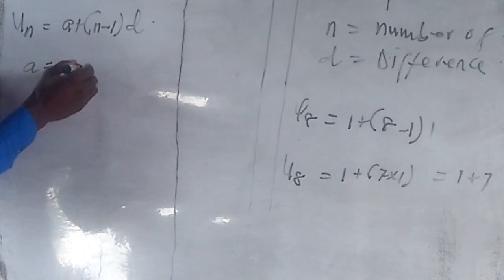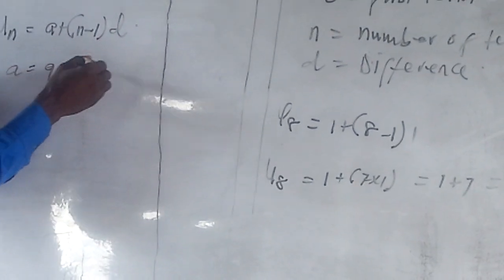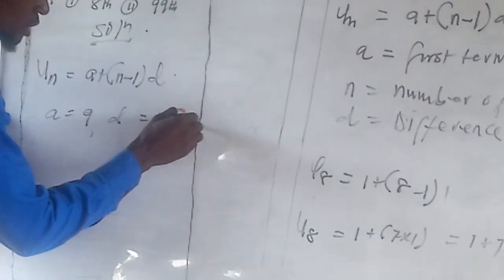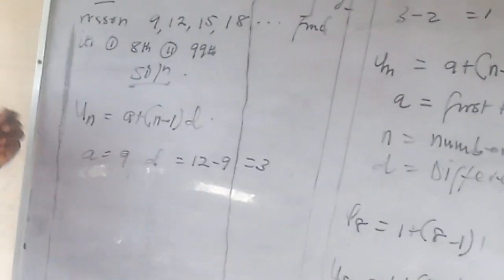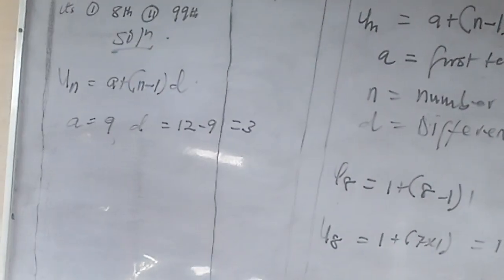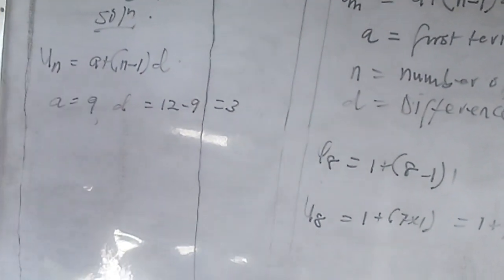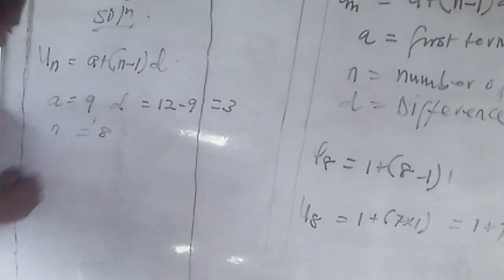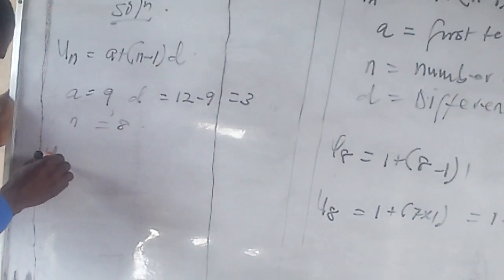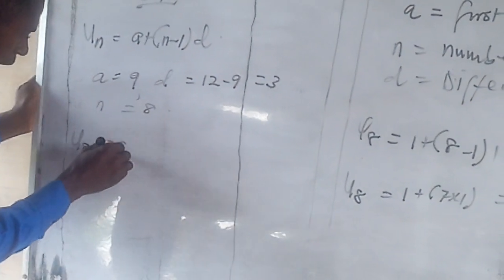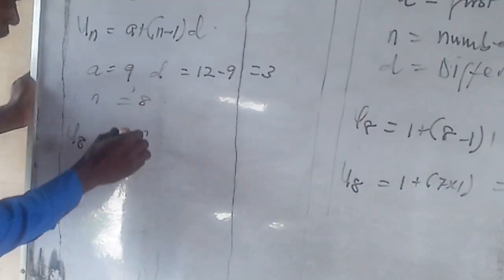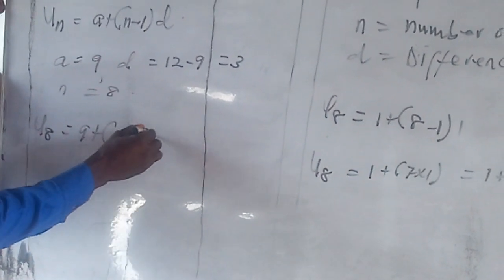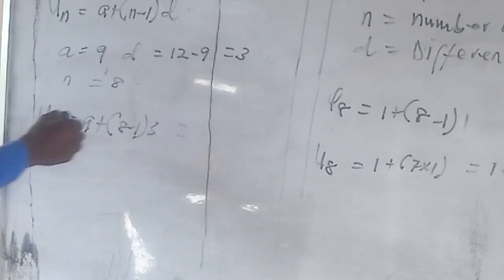Our difference d will be 12 minus 9, and this will be 3. And our n is 8. By the time we substitute into U8, I will have 9 plus (8 minus 1), all multiplied by 3.